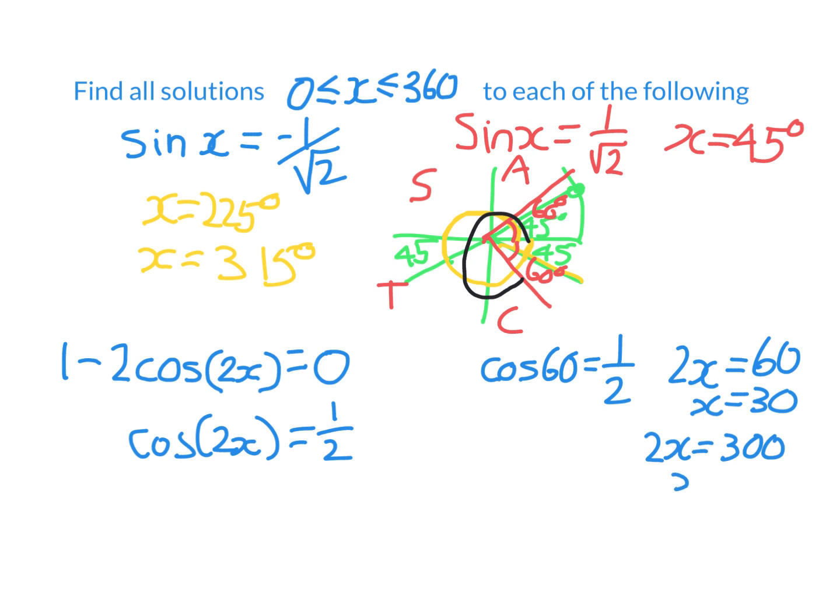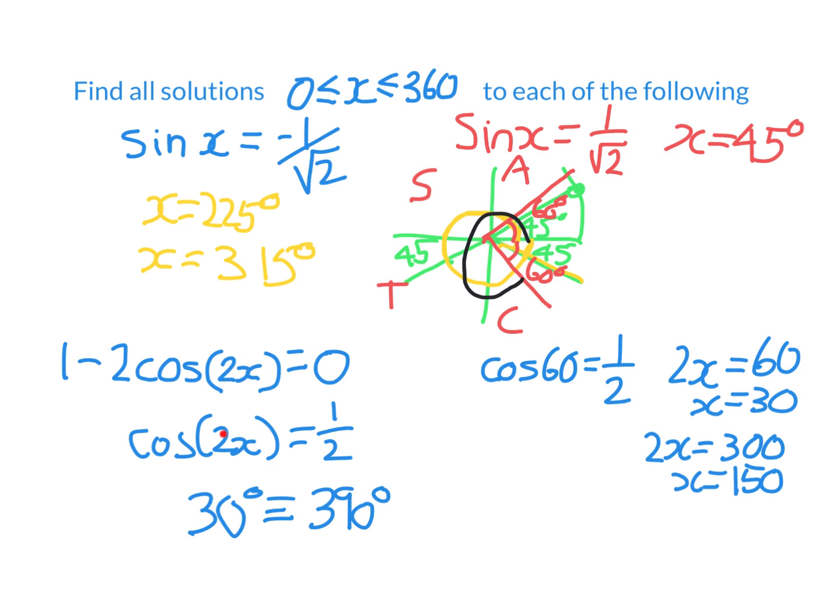360 minus 60, which means x equals 150. So when we have a 2 in front of the x, it actually doubles the number of solutions. So instead of expecting 2 solutions, we are going to expect 4 solutions. It turns out if you add 360 to an angle, it doesn't change it. So 30 degrees is considered the same as 390 degrees, for example. If you add 360 degrees to something, you don't change it.